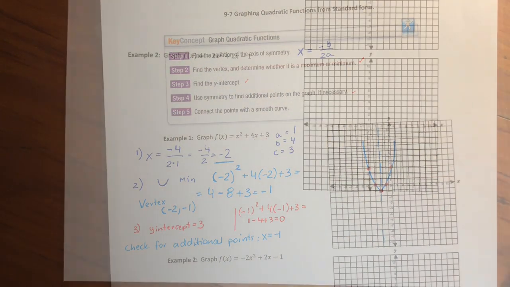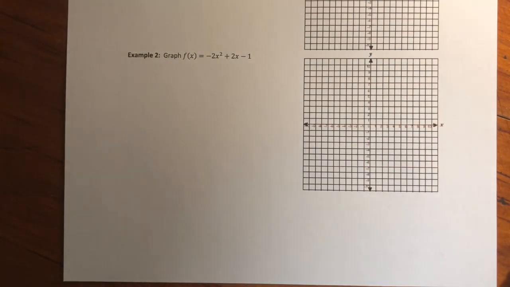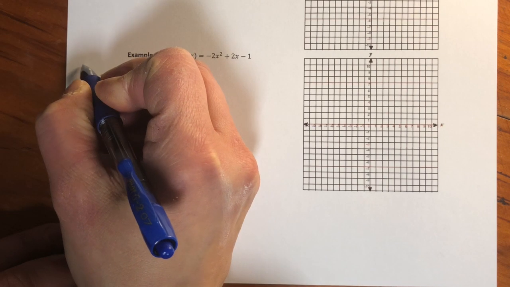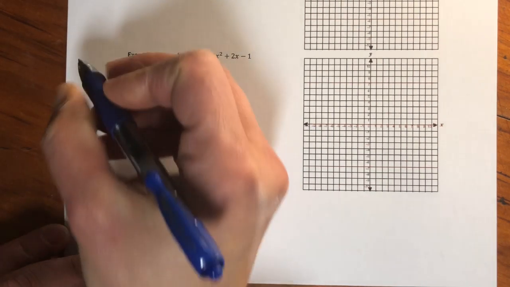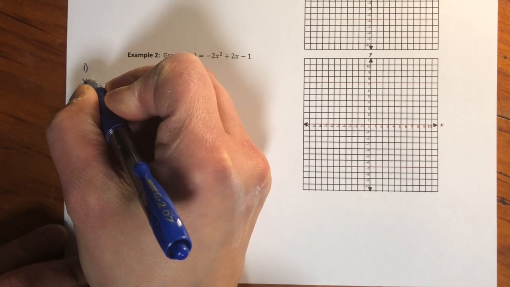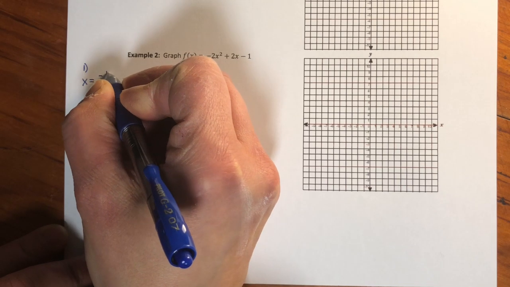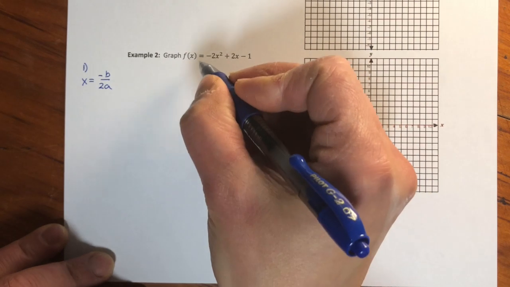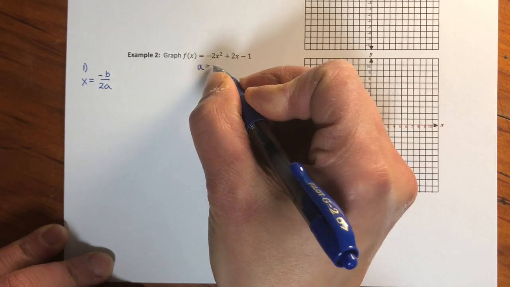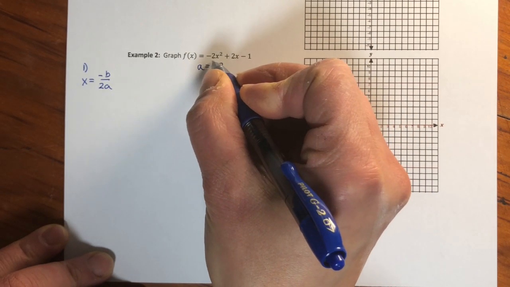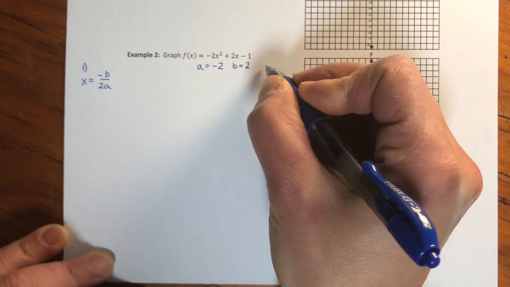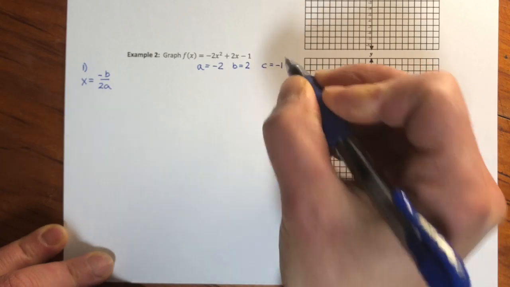All right, so now we are going to do example number 2, and we are going to follow our steps. So the first thing is going to be to find the axis of symmetry. And again, I want to remind everyone the formula is negative b over 2a. And what is b, what is a? Well, let's go back. A is equivalent to negative 2. A is the number that goes with the x squared. B is equivalent to 2, and c is equivalent to negative 1.